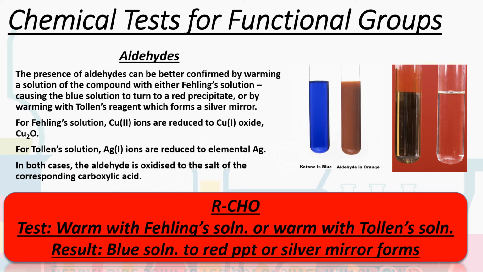We can also do this test for aldehydes, and if there's no change, then it must have been an alcohol functional group that was present. If there is one of these changes we've just discussed, then it tells us that we actually have an aldehyde group and not an alcohol.